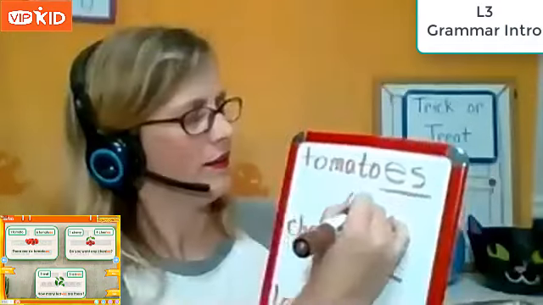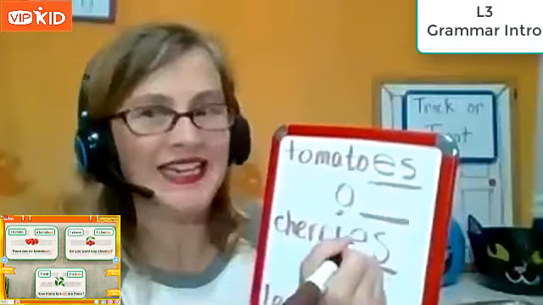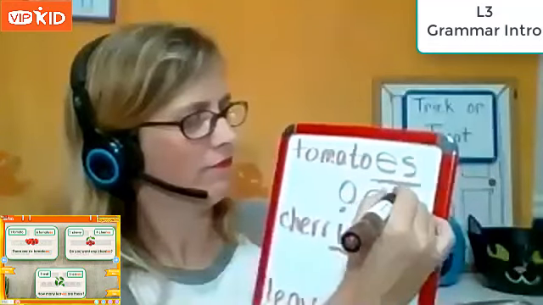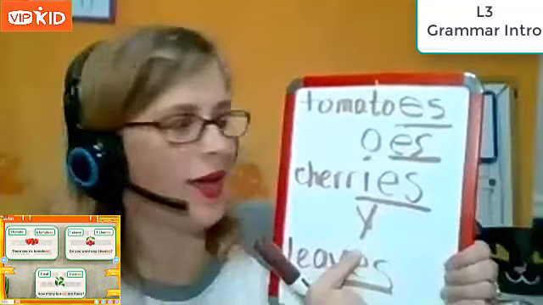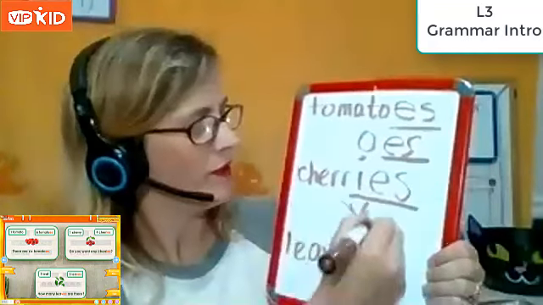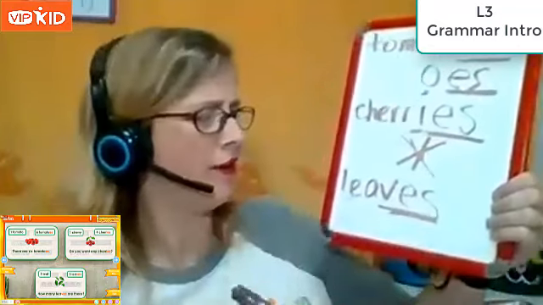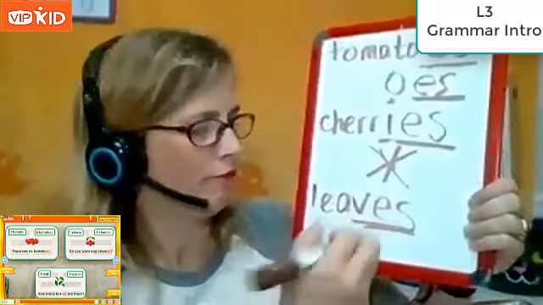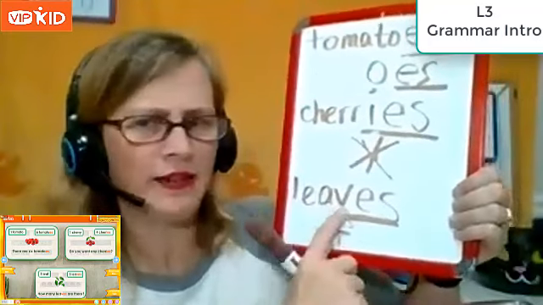Tomatoes. Oh, what do we add? E-S. Good. Cherry. What happened to the Y? Change it to an I-E-S. Oh, very good. And leaf. Change the F to a V. E-S.